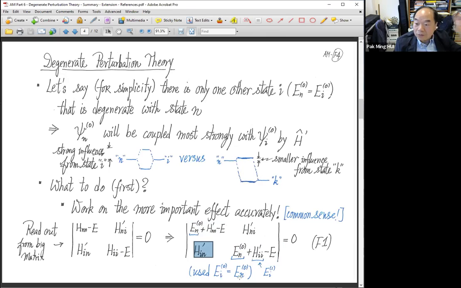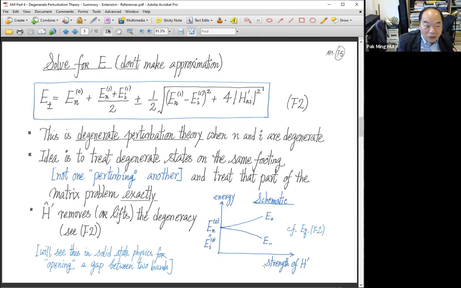In the second order non-degenerate perturbation theory, we make an approximation here. In the degenerate one, since these two numbers are very close, don't do any approximation. Do this problem exactly. 2x2, you know how to do the quadratic equation, right? So this is the exact result of this smaller part of the big problem. This is called degenerate perturbation theory.